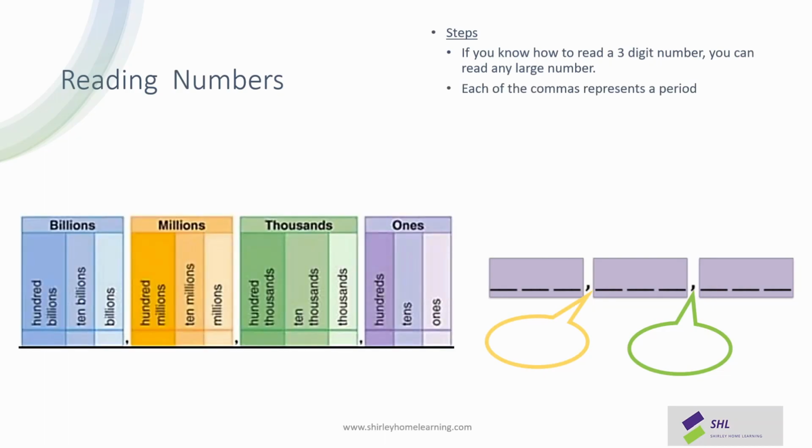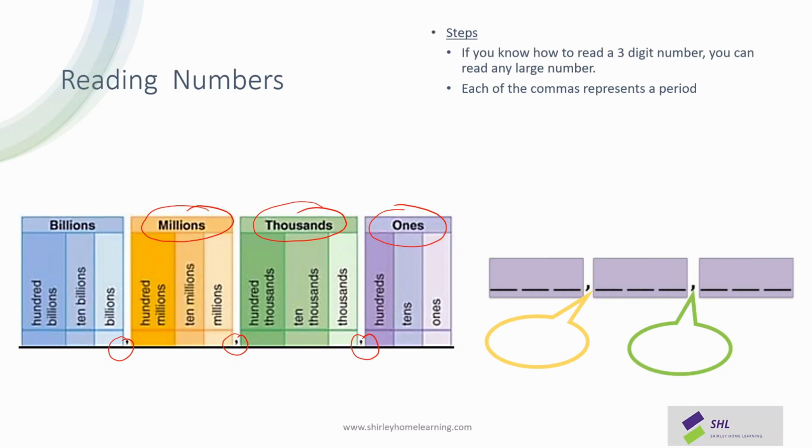So here are the periods that you can see in front of you. This is the ones house, and the comma here is called the thousands. This period is called the thousands, and the comma here is called the millions, and this one is the millions house, and this comma is called the millions. So these are separated by the commas.